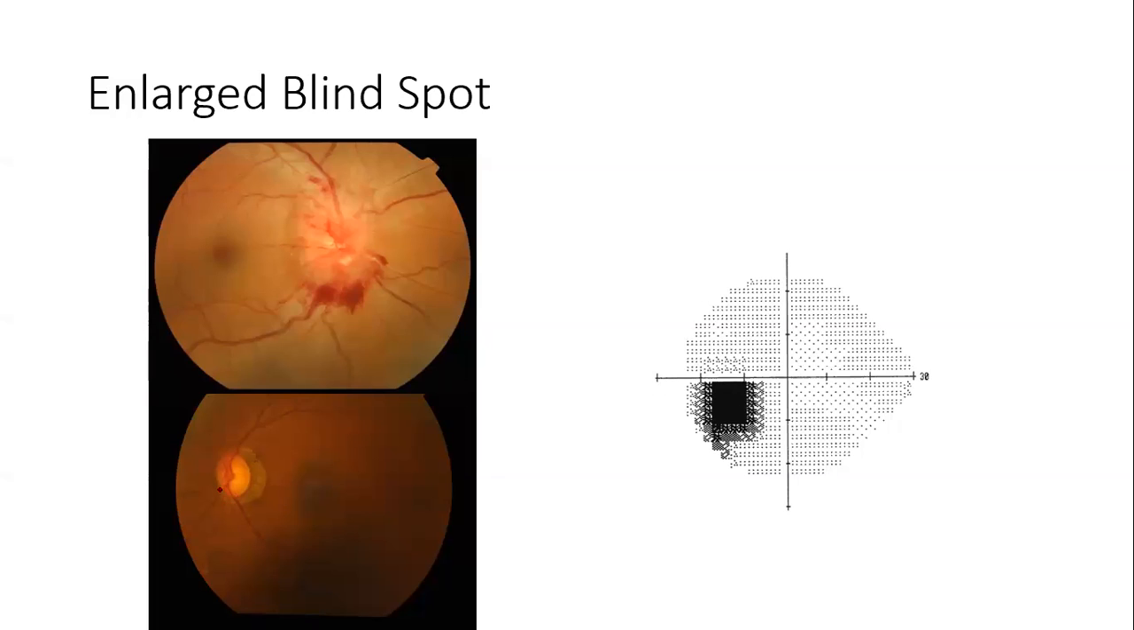And also when there is a large peripapillary atrophy where there are no rods and cones, obviously that area will be scotomatous around the optic disc. So this can also cause an enlarged blind spot. Glaucoma can also cause an enlarged blind spot. There are various other reasons, but we need to see these.